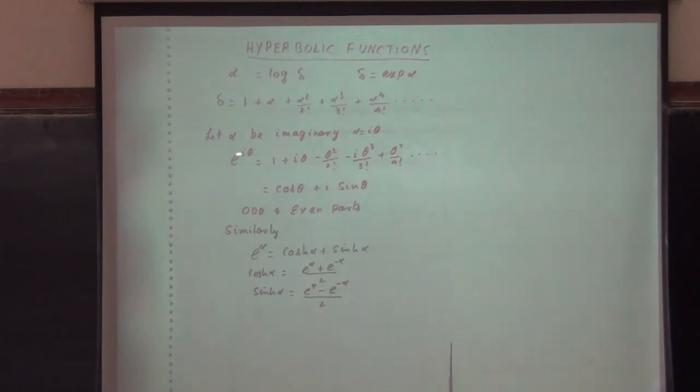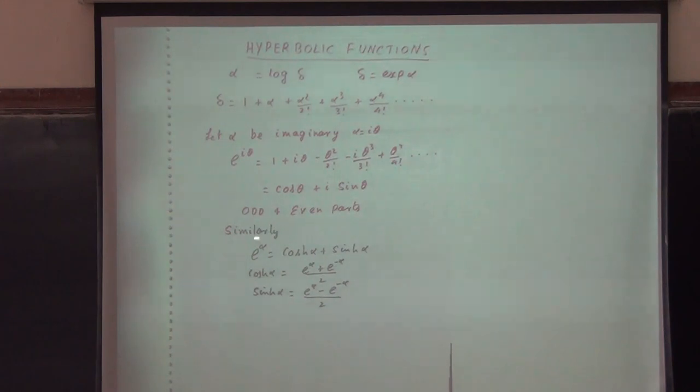Yeah. So you take alpha to be i times theta. When you write down the same expression, you find that there are some i's that come in when there are odd alphas. And here, for example, there's an i, but here there's a minus i. When you look at this, you can collect all the terms which have an i in it and call that sine theta. All the terms which don't have an i in it, cos theta. So that's the odd and even parts of this function. e to the power of i theta can be separated into odd and even parts.